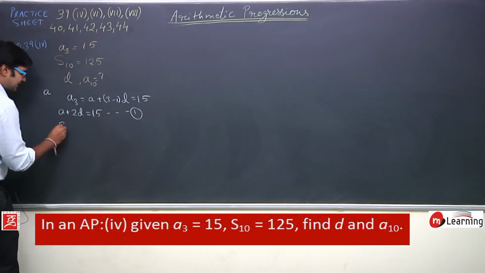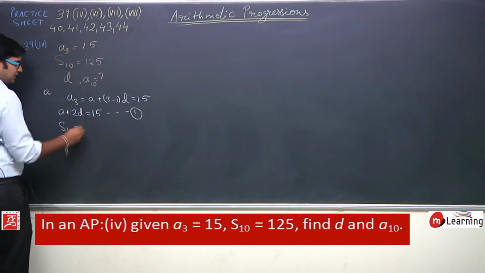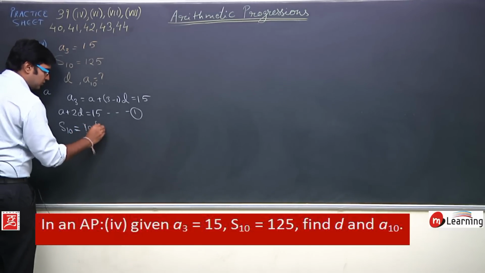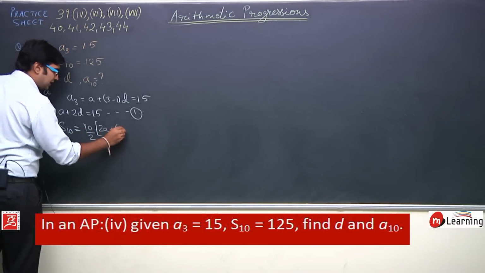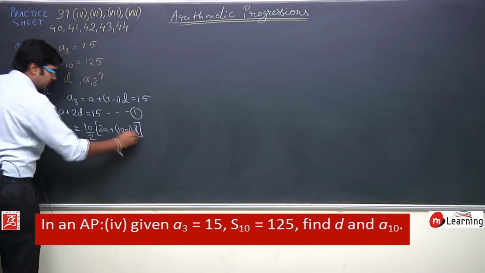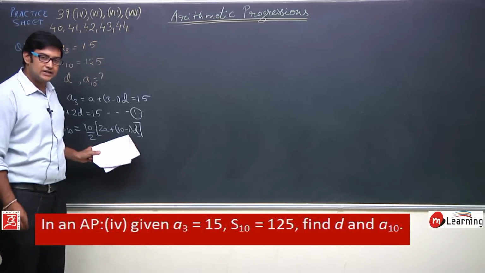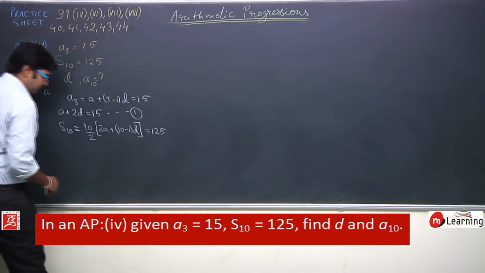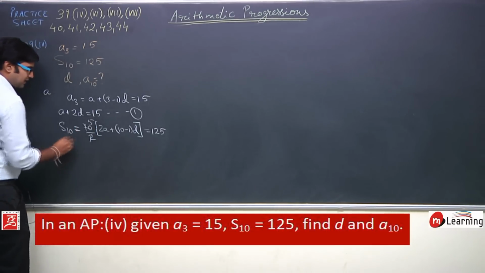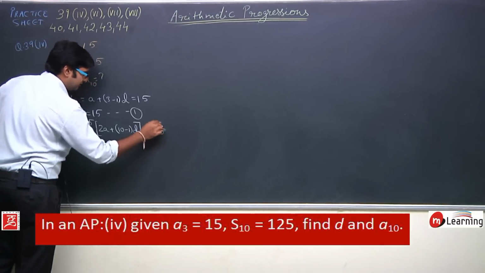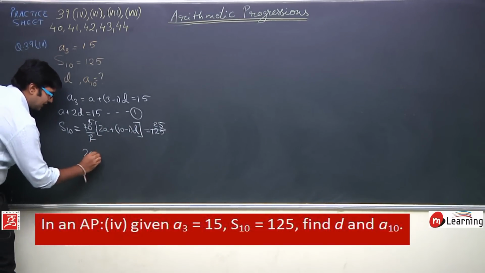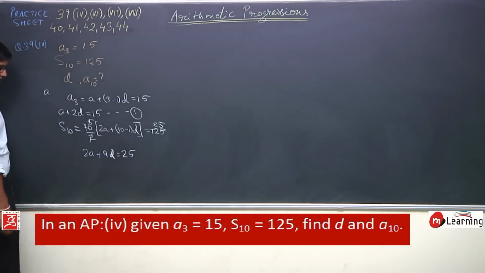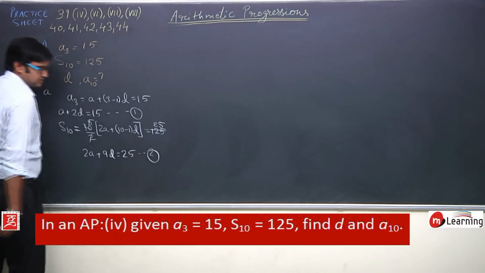Second thing, I have S10. The sum of 10 terms will be 10 by 2 into the bracket 2 times A plus 10 minus 1 into D. This is the formula for the sum of the first 10 terms of this AP, and the sum is given as 125. By solving this, 10 by 2 is 5, then 5 into this is 25, and you will get 2A plus 9D is equal to 25. I will say this is the second equation.